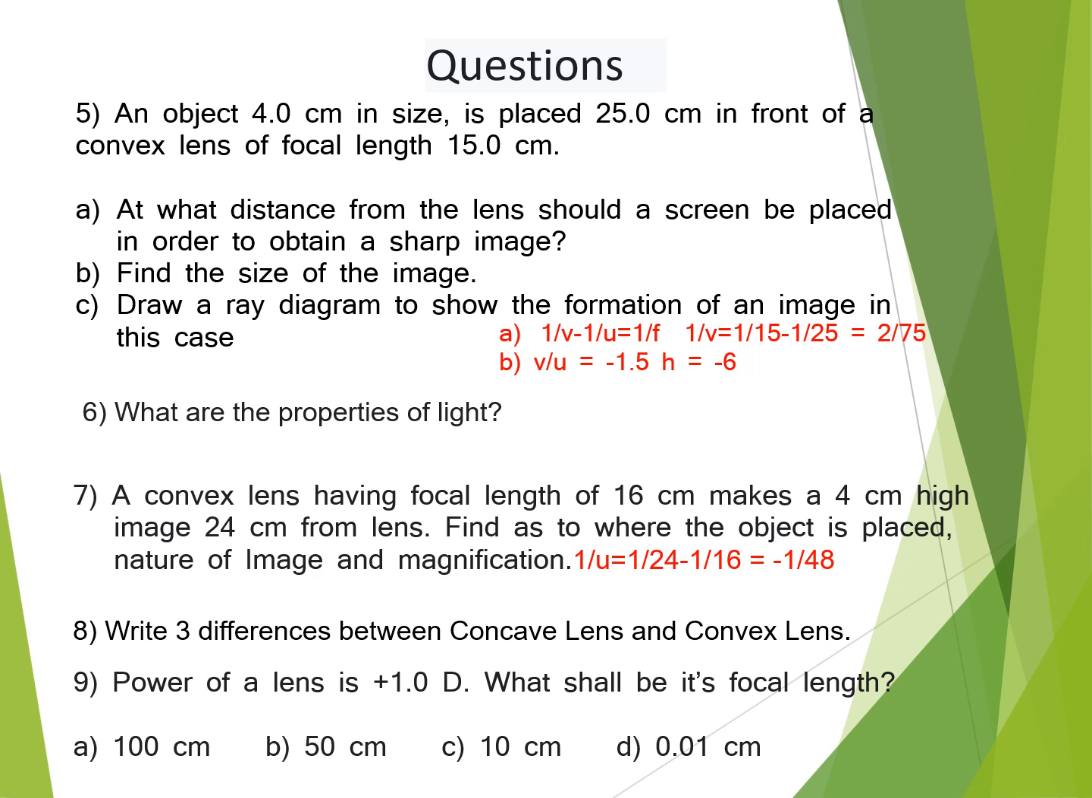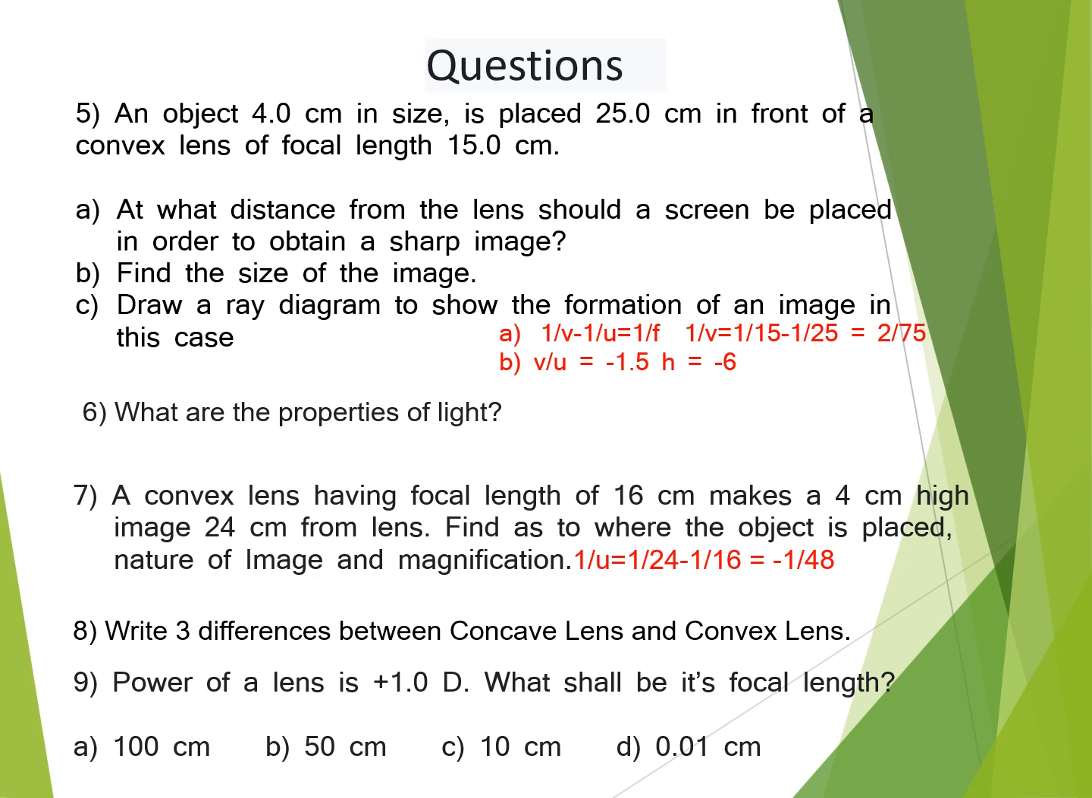Again, we use the same formula, 1 by V minus 1 by U is equal to 1 by F. So 1 by V is equal to 1 by F plus 1 by U, but U is minus, so it will be minus 1 by 25. If you solve it, we will be coming as 75 by 2, that is 37.5. You can solve it. Then the size of the image, we use the same formula, H dash upon H is equal to V upon U. We know V, we know U, we know H also, height of the object, and we can find out H dash. And we have to make a ray diagram showing the formation of an image.